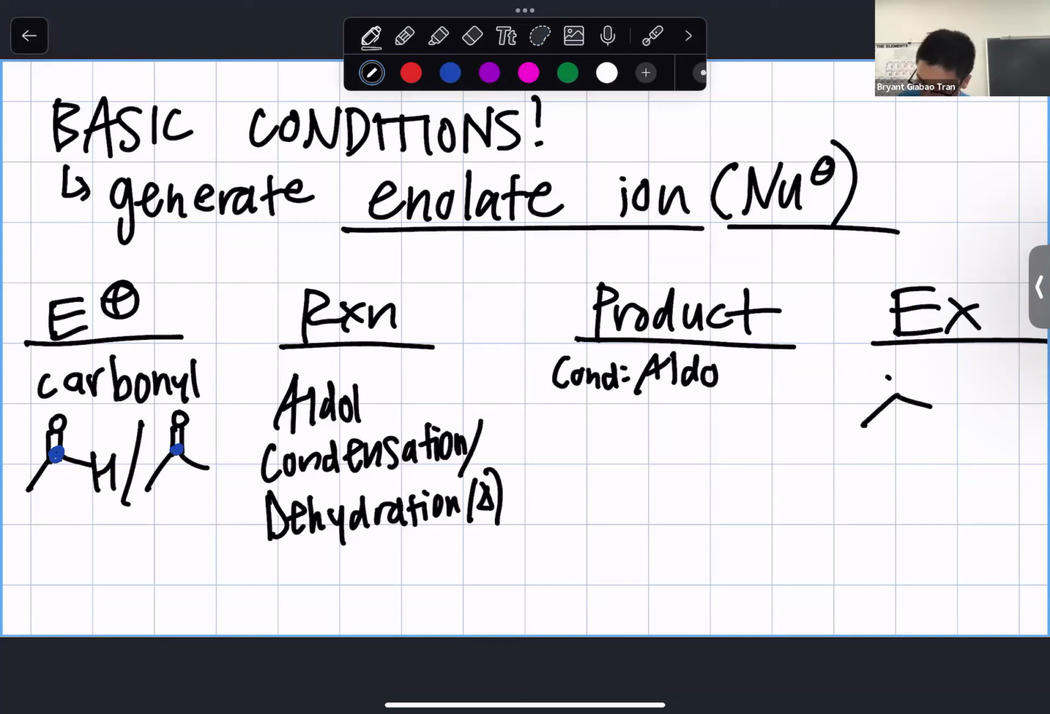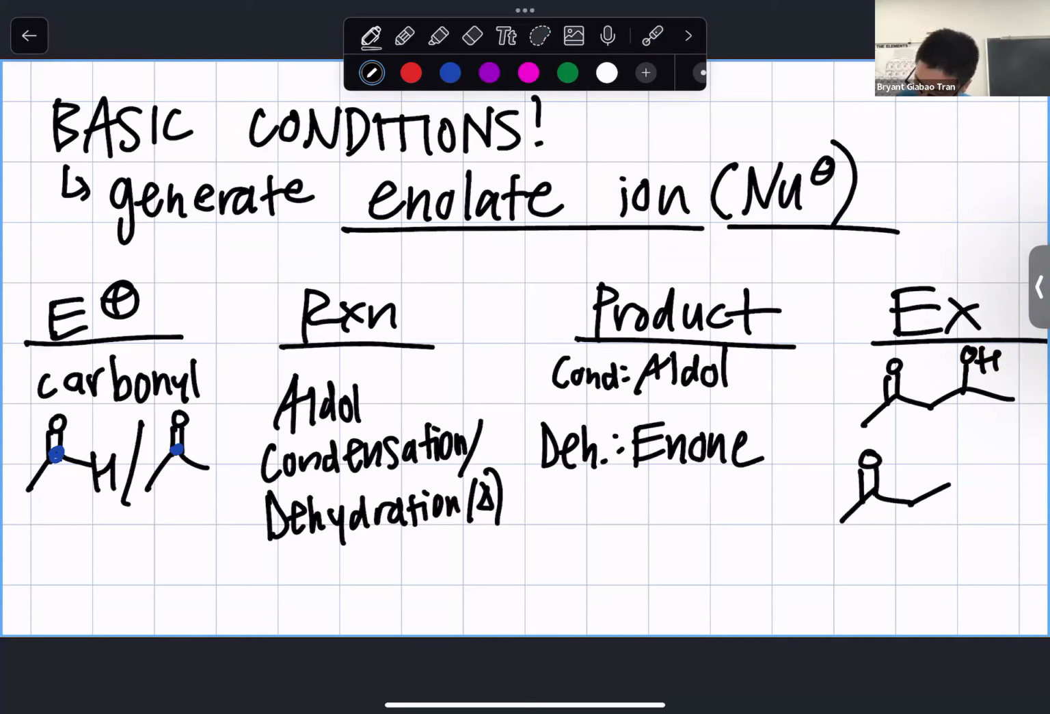An example of an aldol is that carbonyl, and beta to it is an alcohol. For dehydration, the product is going to be an enone. An example of it is right there. So this is the aldol dehydration product. This is the aldol condensation product. If you see these in a synthesis or predict-the-product kind of problem, you know that this is coming from aldol condensation or dehydration. If you see this as a product, don't put heat on the arrow. If you see this as a product, do put heat on the arrow for dehydration.